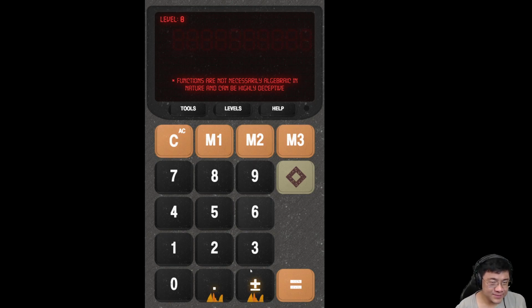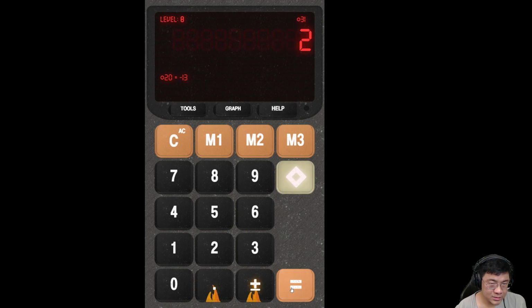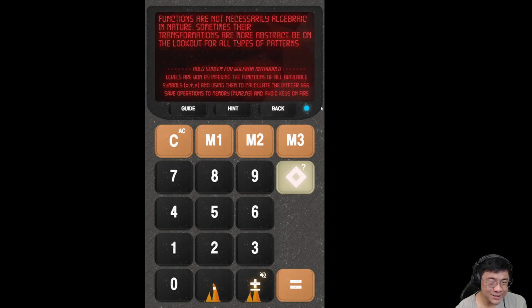Oops. I didn't mean to clear all. Wait, does that really clear all? Negative 13. Two. This is really, really hard. Let's click this help button. Okay.